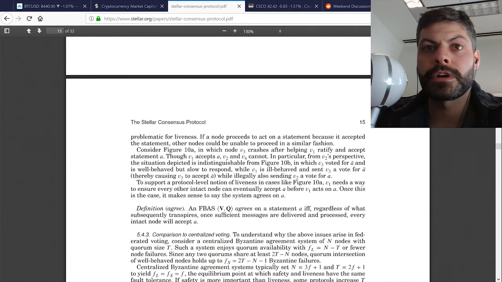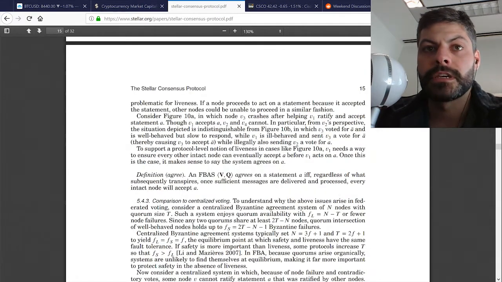To support a protocol-level notion of liveness in cases like figure 10a, v1 needs a way to ensure that every other intact node can eventually accept A before v1 acts on A. Once this is the case, it makes sense to say the system agrees on A. Definition: agree. An FBAS in the tuple V, Q agrees on a statement A if and only if, regardless of what subsequently transpires, once sufficient messages are delivered and processed, every intact node will accept A.